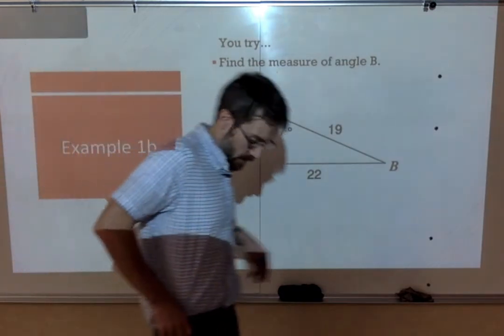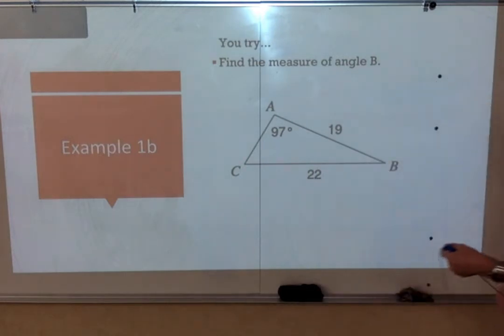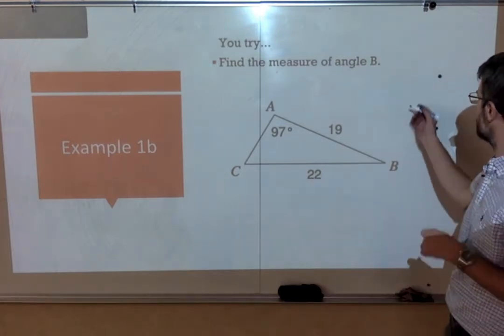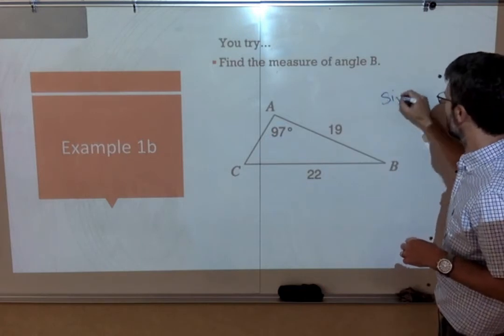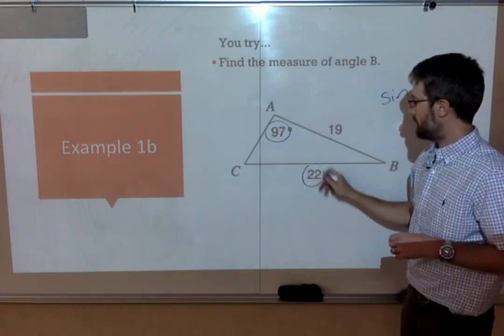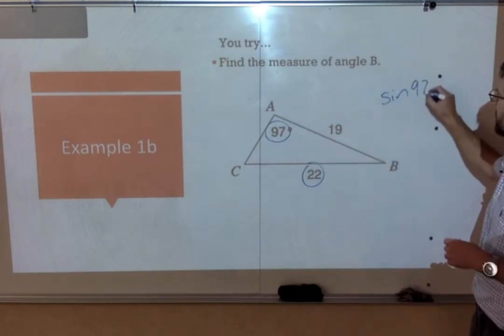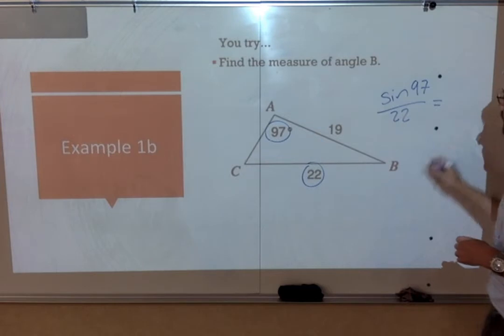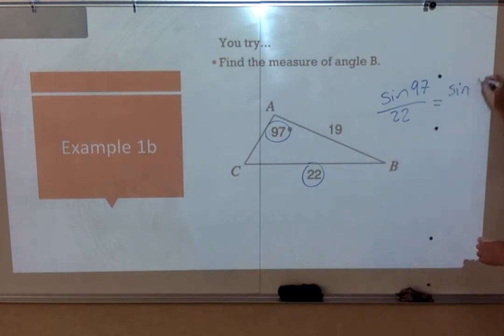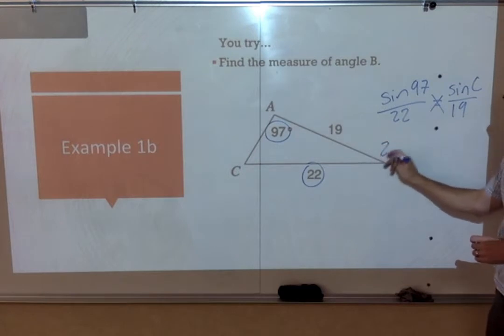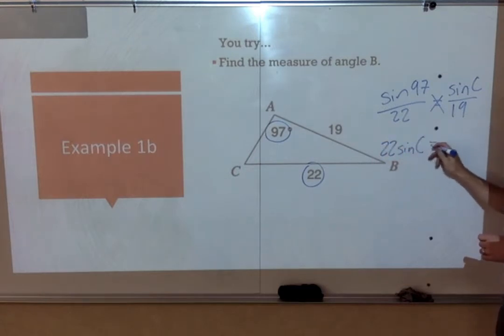Okay, so we're finding it somewhat indirectly by figuring out what the angle C is and then subtracting from 180 to find angle B. Here we go. Opposite angle, opposite side, so I know it's law of sine, 97 over 22 is sine of C over 19. Cross multiplying, 22 times sine of C, 19 times sine 97.